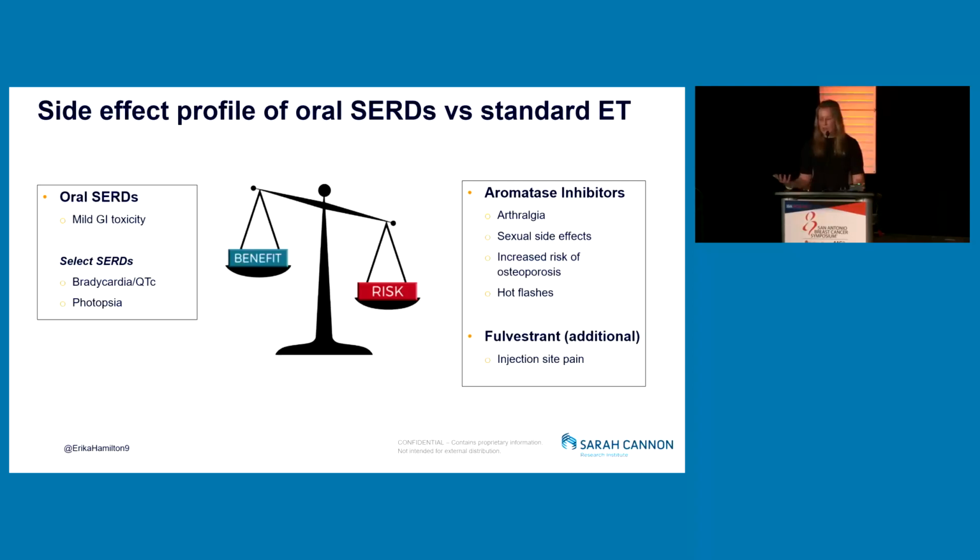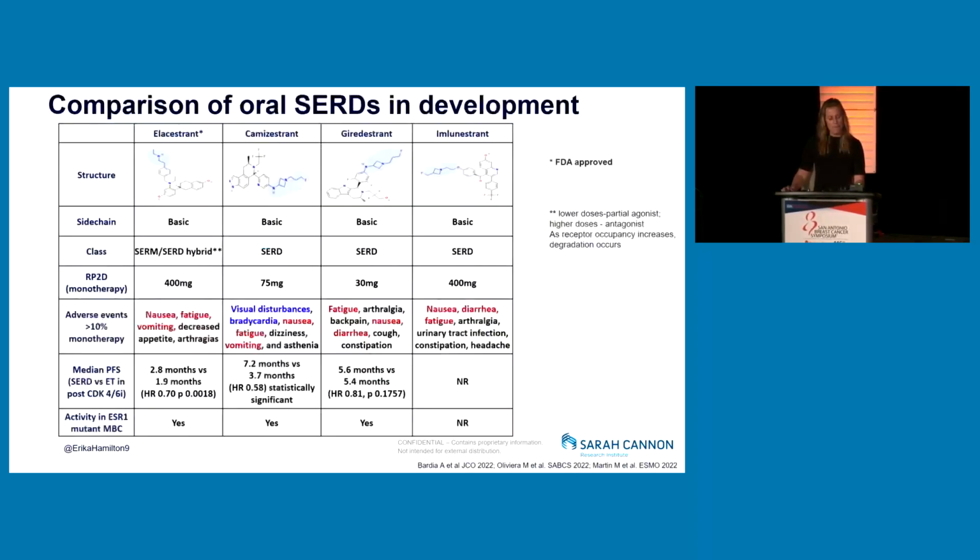And so what does that mean? It means that when they turn the lights off on their nightstand or when they walk into the bathroom in the first morning and flip their light switch on, they have a little bit of transient waffling of their vision, and then it goes away the rest of the day. In terms of aromatase inhibitors, these really can be quite challenging for our patients, especially when we're asking them to take these drugs for 5 years, 7 years, 8 years, or even 10 years, including arthralgias, sexual side effects, osteoporosis risk, hot flashes, and fulvestrant obviously has the side effect of injection site pain as well.